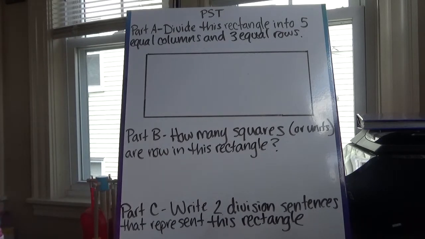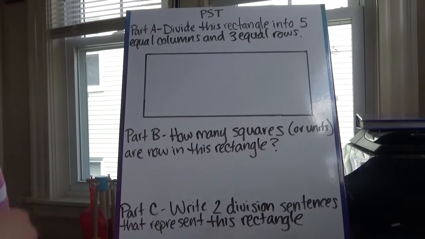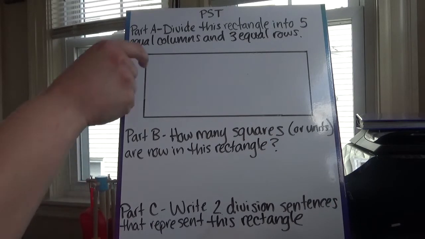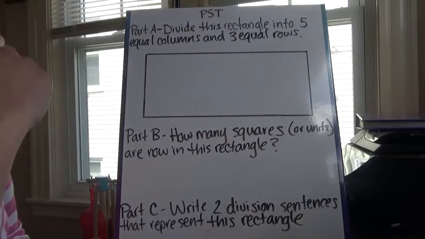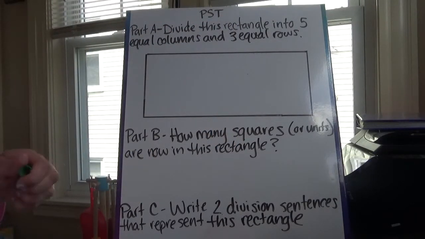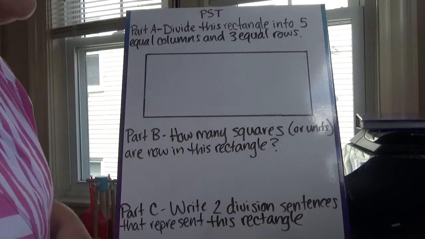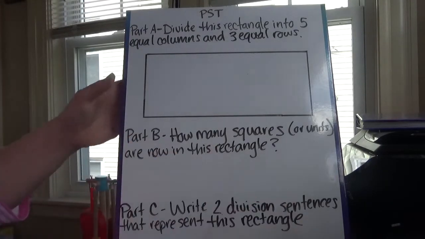So for the first part, part A, our job was to divide this rectangle into 5 equal columns and 3 equal rows. Now I'm going to start with the columns. You can start with the rows, you can start with the columns. It's really whatever is easiest for you. Now I know that if I have to divide the rectangle into 5 equal columns, that means I need to draw 4 lines from top to bottom, and they need to be about the same size. So we're going to do our best trying to take this rectangle and make 5 equal columns.